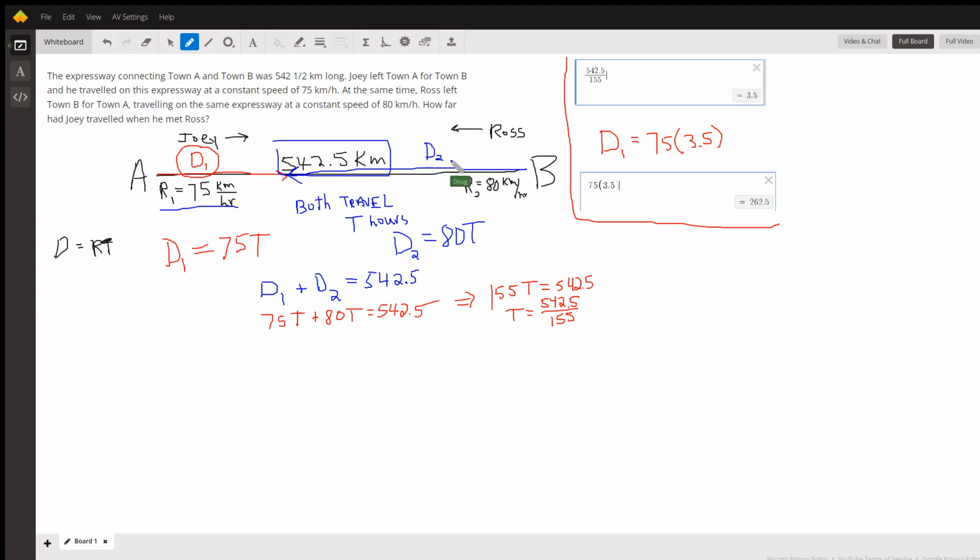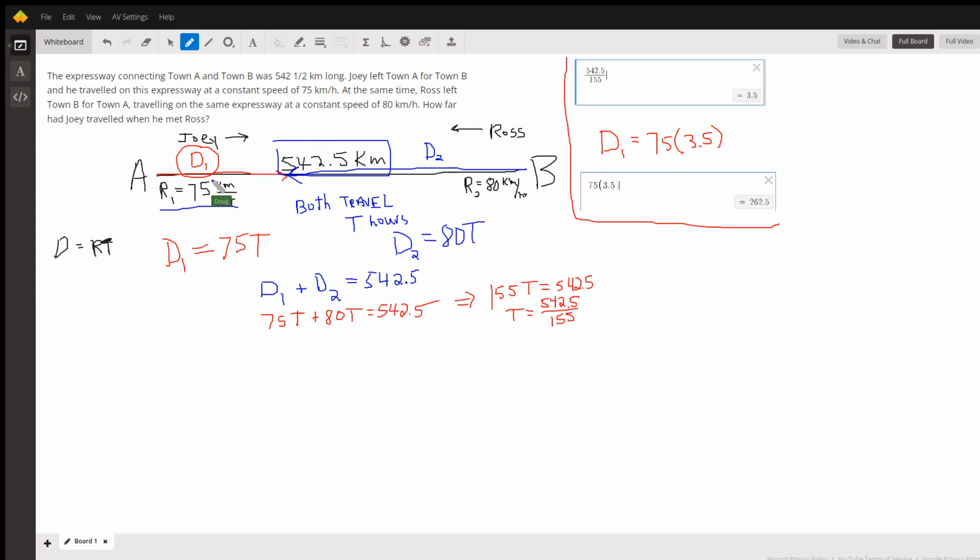Since Ross is going faster, he's going to have traveled farther when they meet. Hopefully, they're not going to have a head on collision. And we're going to use this formula right here. Both are traveling t hours when they meet because they left at the same time.